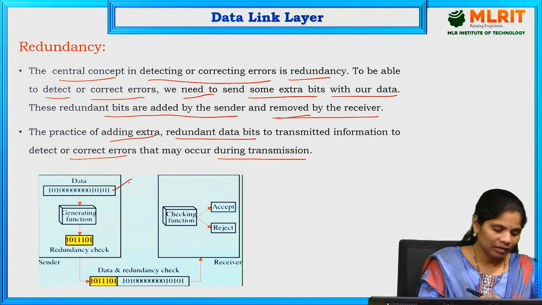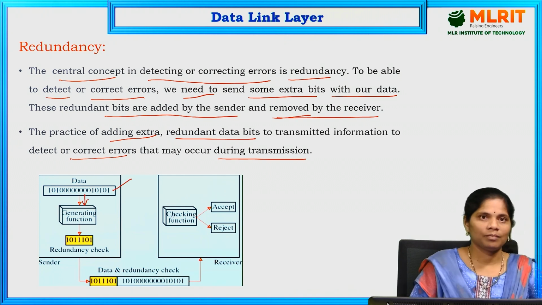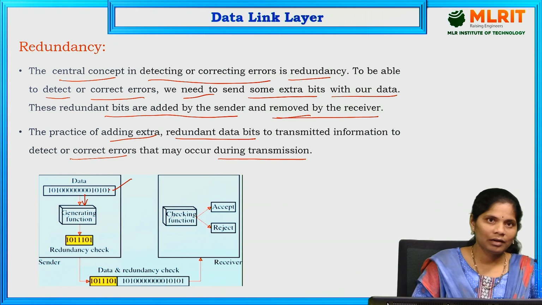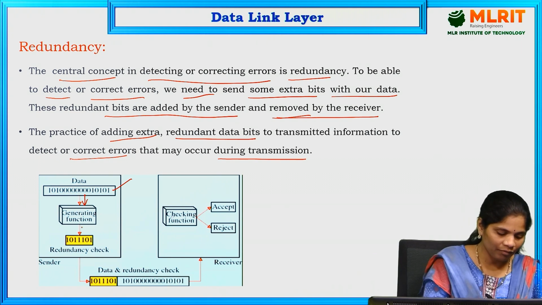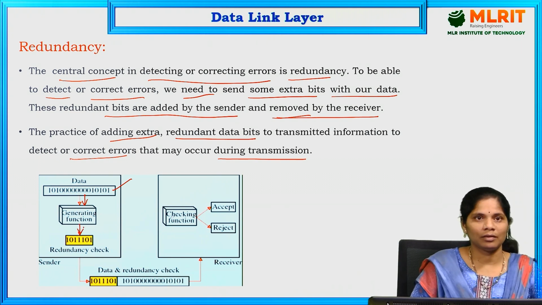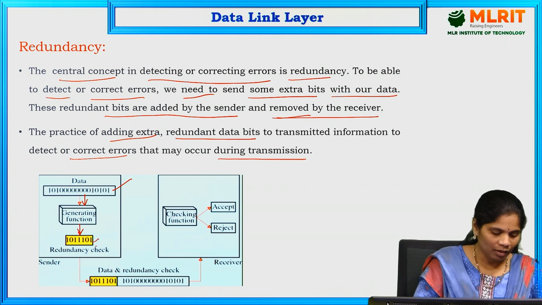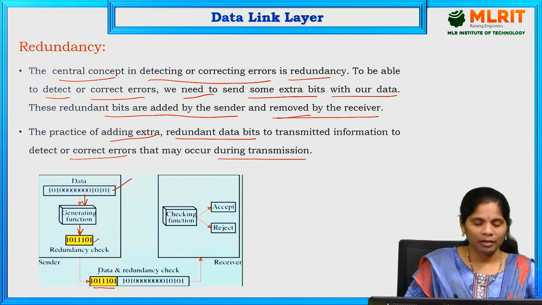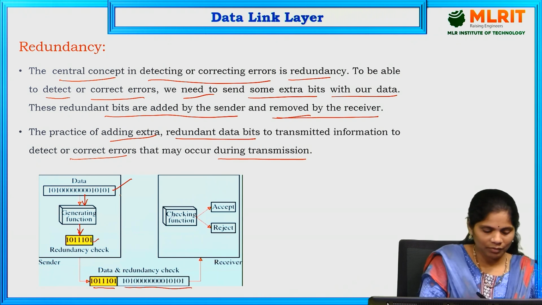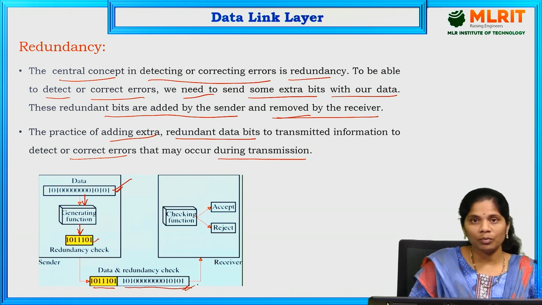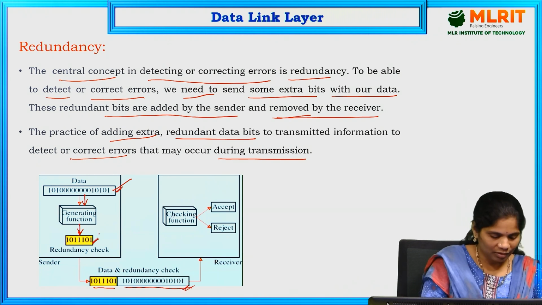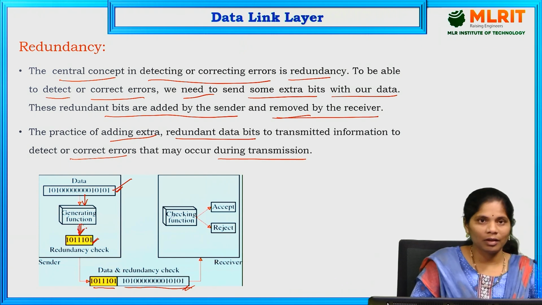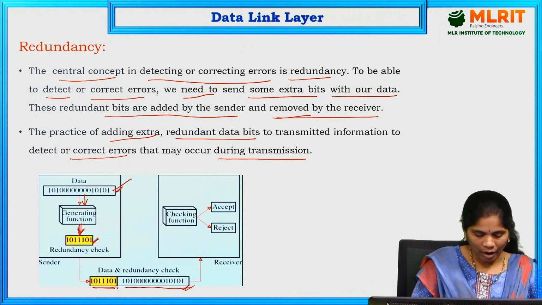This data is sent to the generating function. After accessing this original data, the generating function will generate the redundancy bits. This is the redundancy bit that is going to be added to the original data. Whatever original data is there, that is added here, and whatever redundancy bits the generating function generates are added to the original data, and in total this data is sent to the receiver.